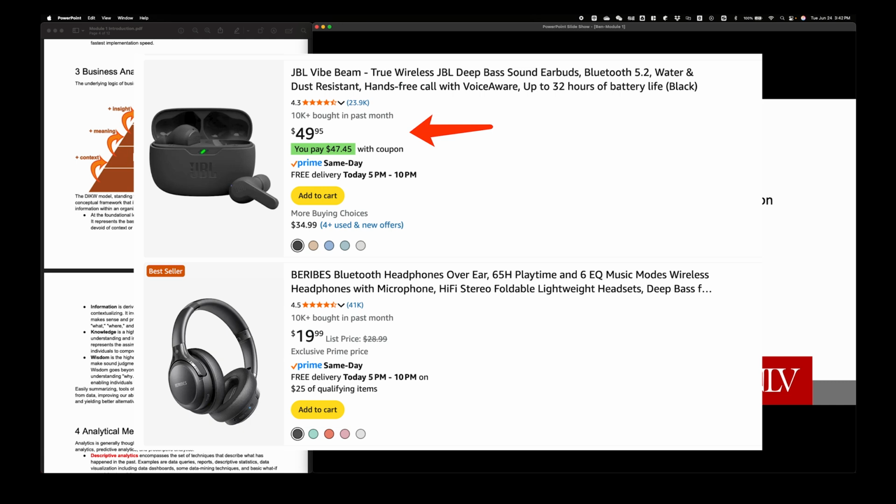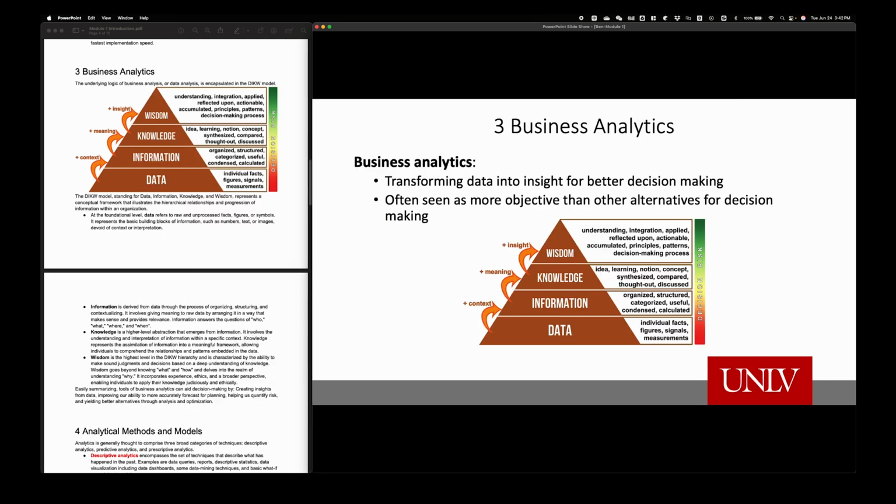So those are the information. And now we reach the third level, knowledge. So knowledge emerges when we interpret and understand information within a specific context. It allows us to recognize patterns, relationships, and implications.